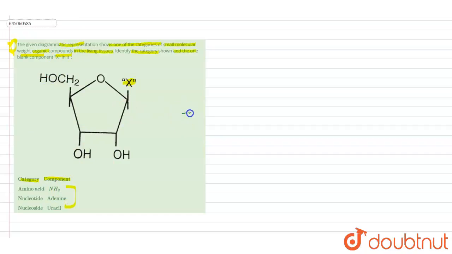So let's talk about this given figure. This given figure is of ribose sugar, and it is found in nucleoside. So what is a nucleoside? Nucleosides are glycosylamines that can be thought of as nucleotides without a phosphate group. So nucleosides do not have any phosphate group.